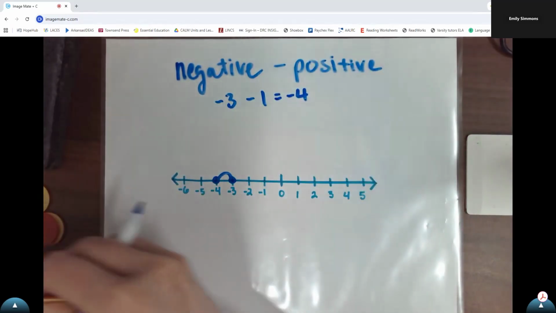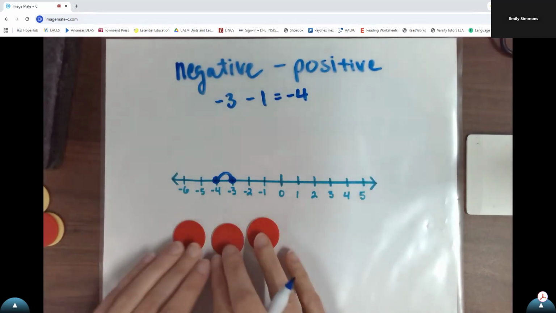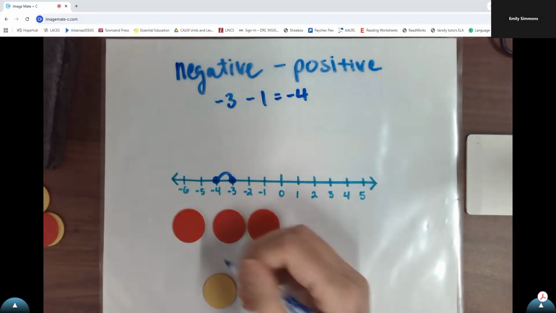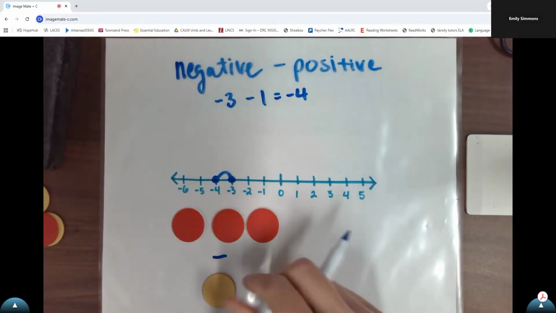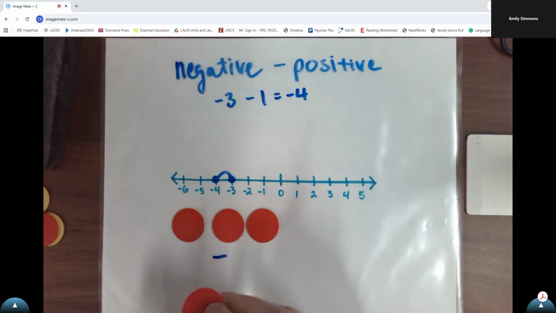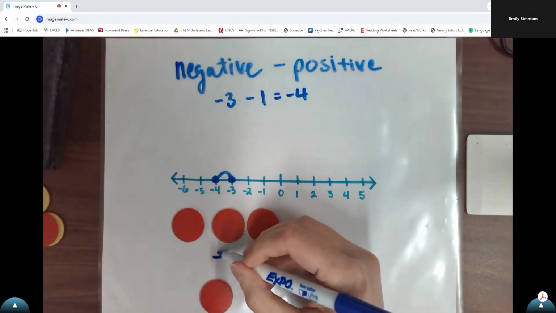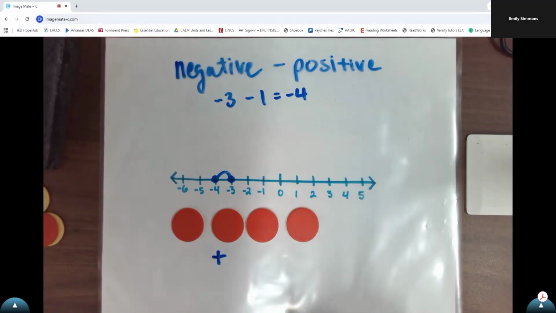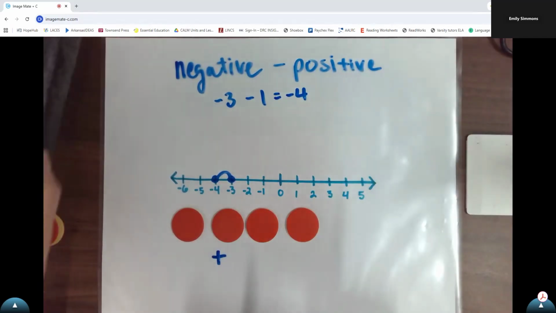Or using our counters, we start with 3 red, negative 3. Then it's 1 positive, but we're subtracting. And to combine counters, we need to be adding, so we'll turn this into its inverse. And we're left with negative 4.